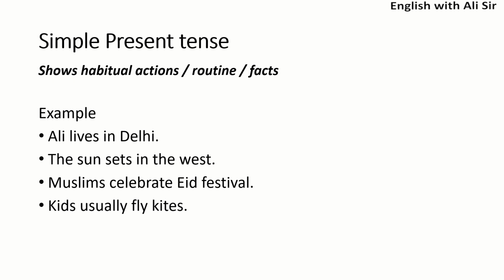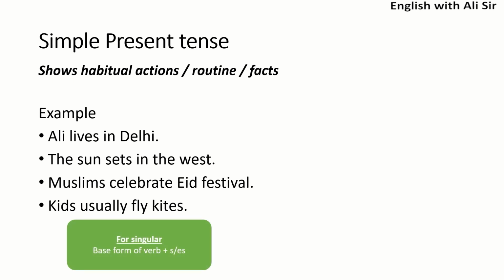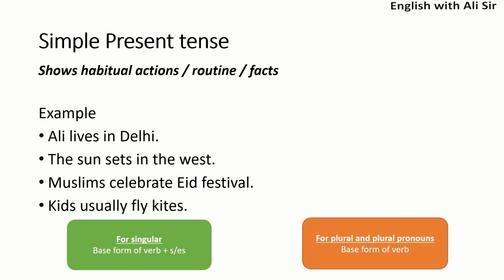So for present simple tense, we use the base form of the verb plus s or es. In addition, with plural forms and plural pronouns, we and they, we use the base form. With first person singular I and second person you, we use the base form again.